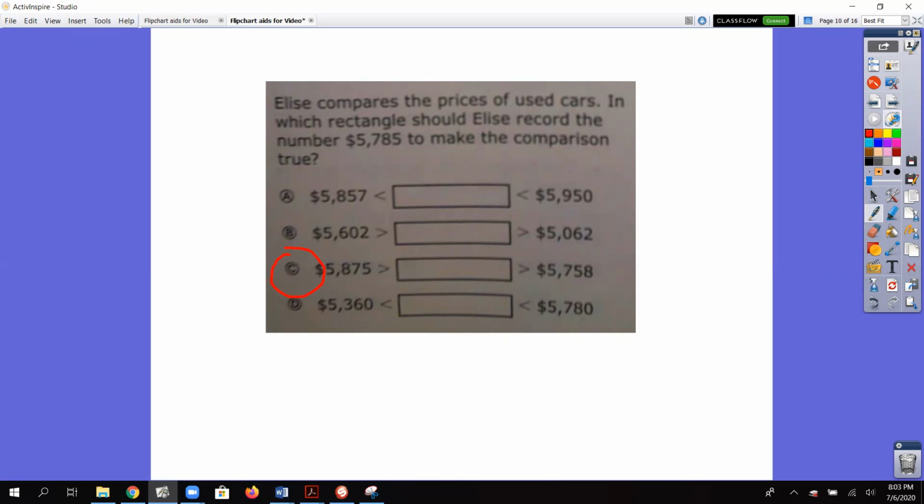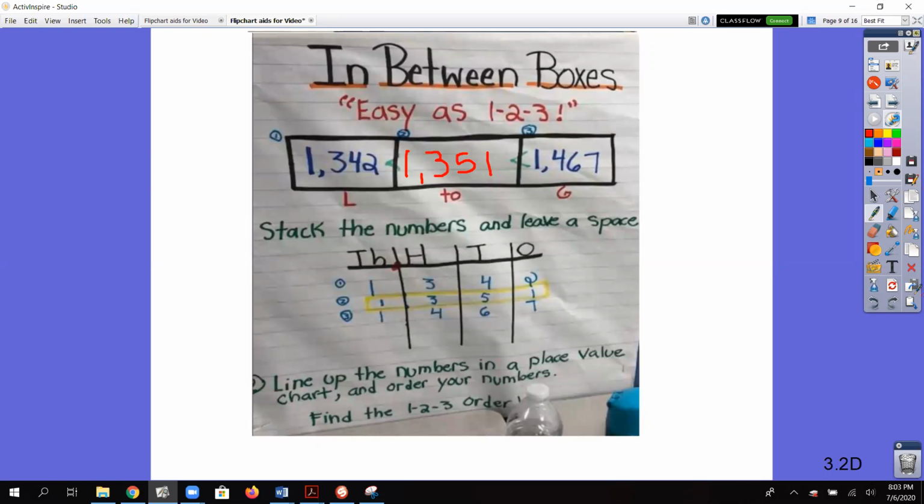Okay, that was just a little introduction of how to use the in-between boxes. So whenever you have a question like that, you can use that strategy.